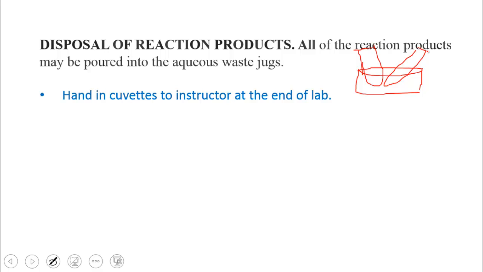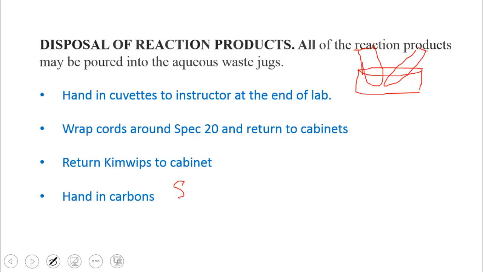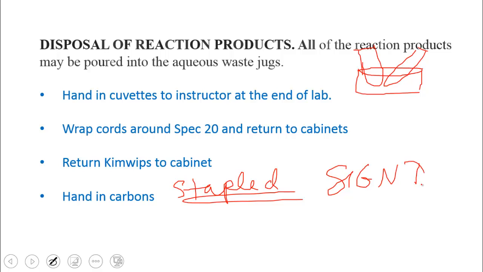We just want to make sure that those don't get left in the Spec 20s. Wrap the cords around the Spec 20s and return them into the cabinets. Return the Kim wipes. The Kim wipes are the little pieces of paper tissues that we use to get your fingerprints off of the cuvettes. Please return those to the cabinet in which you got them. Make sure you hand in your carbons and make sure that they are stapled together or you will be counted off, and make sure that you sign and date them.